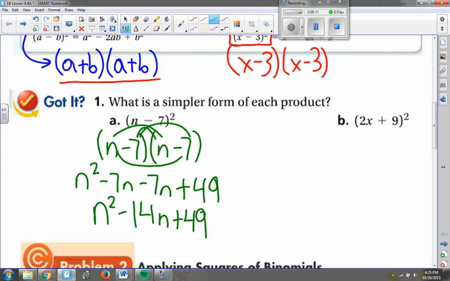Now, if you can start to see the pattern, that's fine. Go ahead, feel free to use it. But I want you to try letter B over here. Pause the video. Try letter B. Split it up into two pieces, FOIL it out, and see what you end up with there. Okay?